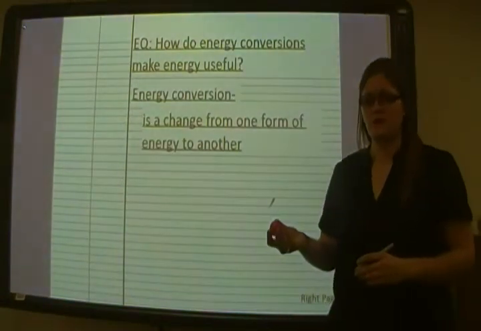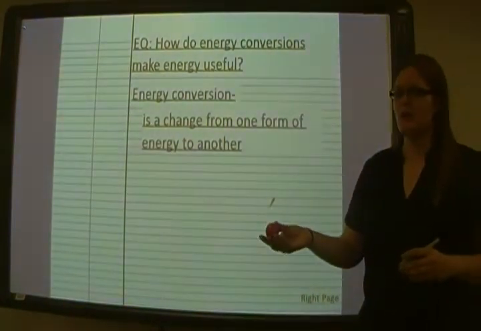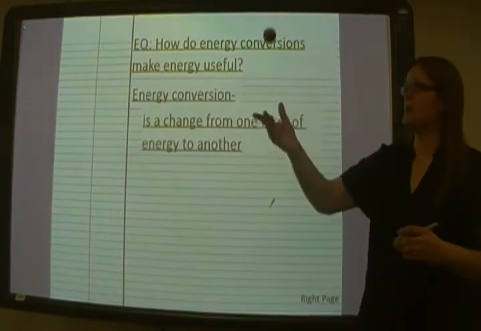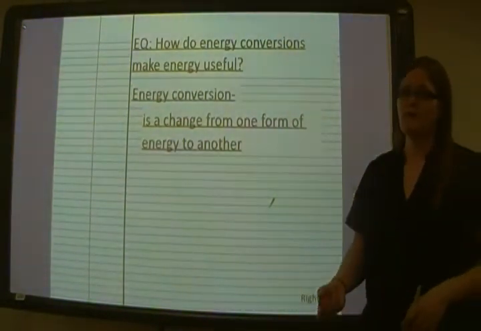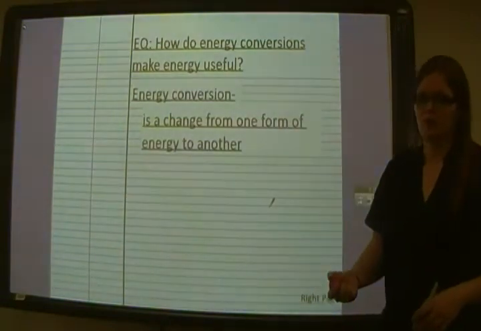Like in our bouncy ball example. We started with potential energy, and as I gave it a toss, it changed from kinetic to potential, back to kinetic, and so on and so on. We can map this energy conversion in a flow map.